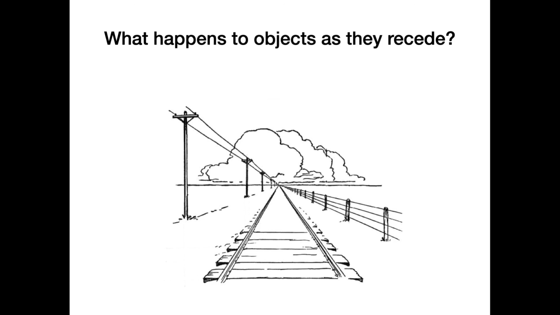What happens to objects as they recede away from us? This is the big thing. They appear smaller. Understanding this is the key to making believable perspective drawings. Objects that are farther away from us appear smaller.